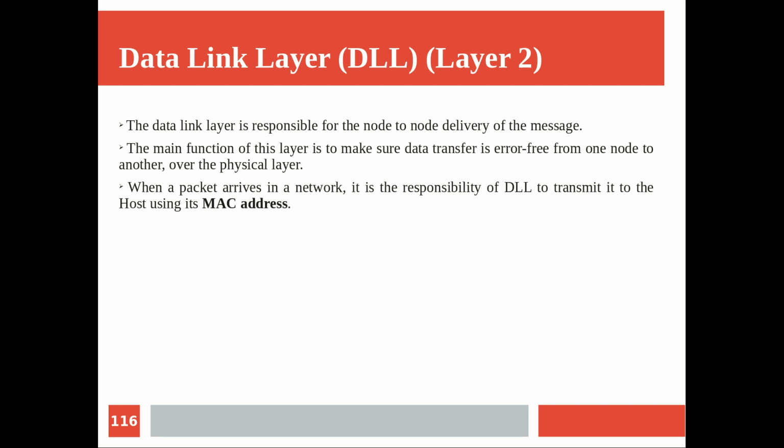Anyway, somehow the error control should happen at the data link layer. It should be taken care of there, because it is the one dealing with hop to hop communication. So when a packet arrives in a network, it is the responsibility of the data link layer to transmit it to the host using the MAC address.